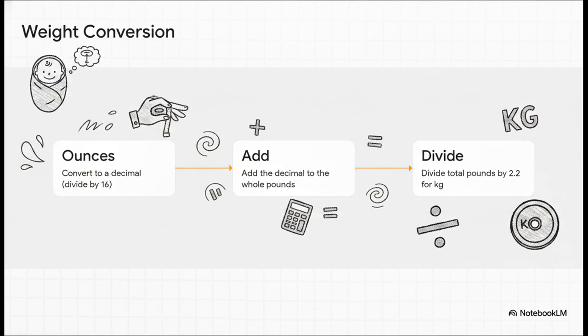First, divide those 9 ounces by 16 to get a decimal, which is 0.5625. Next, you add that decimal right onto the 17 pounds. Finally, divide that total of 17.5625 by 2.2. That gives us exactly 7.98 kilograms, which we can safely round to 8 kilograms. It's all about precision from step 1.